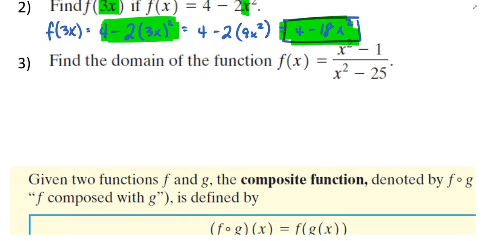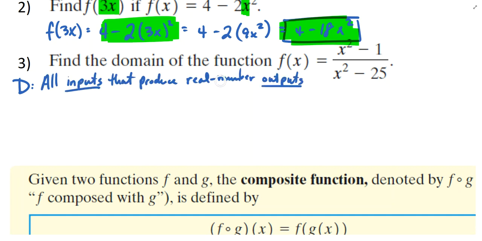Now for part 3, we need to find the domain of the function f of x equals x squared minus 1 over x squared minus 25. And if you recall, the domain is a collection of all x values that can, quote, work or produce real number results from that function. So I'm using the phrase input and output to help describe this composite function description that we're going to talk about in a little bit. But any collection of inputs that produce real number outputs.